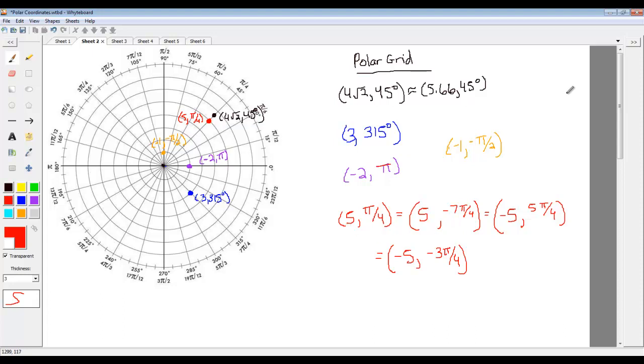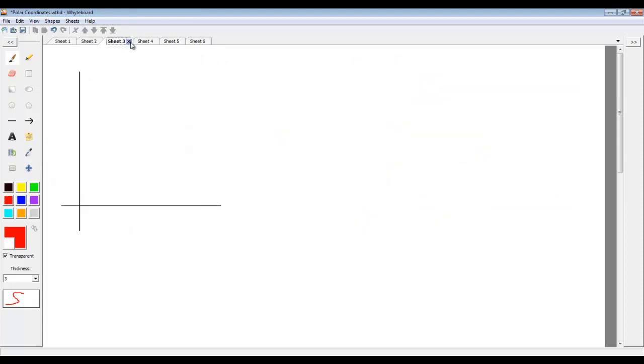So be aware that with polar coordinates, there's not always one way to write the coordinates, especially since you're dealing with angles. And since a -r means you go opposite direction, there's all kinds of things you could end up doing here. Okay, so that's an introduction to how to graph with the polar coordinates and so forth.